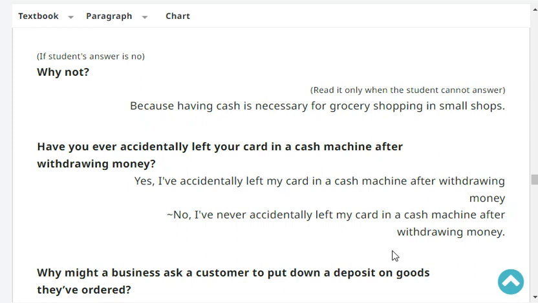No, I've accidentally never left my card in a cash machine after withdrawing money.